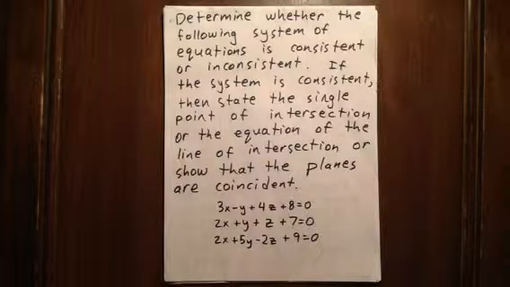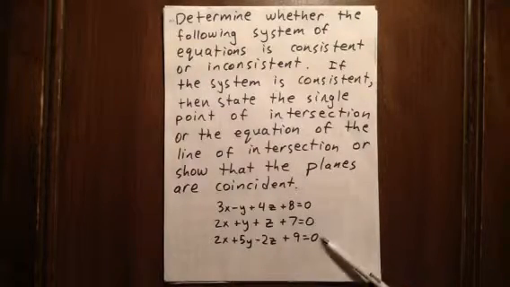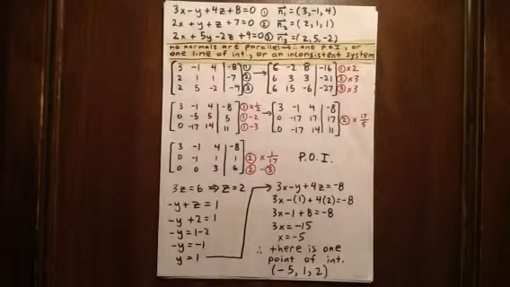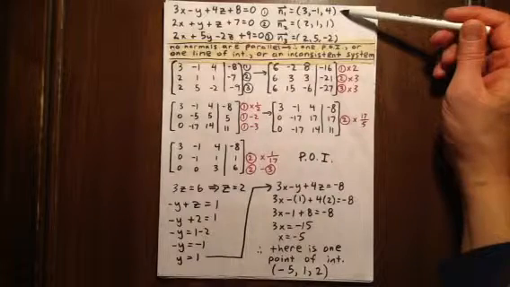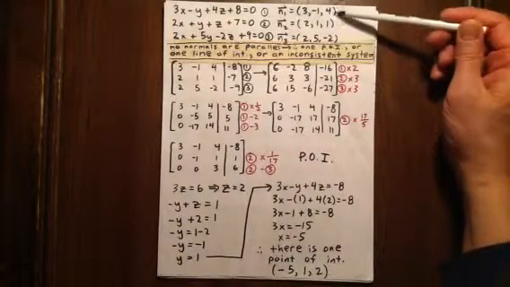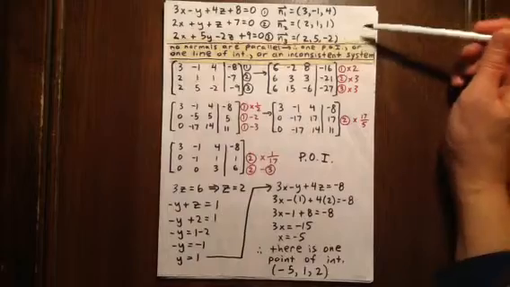In this question, we want to determine whether the following system of equations is consistent or inconsistent, and we've got three planes. Well, the first thing we do is check to see whether any of the planes are parallel, and we do that by checking the normals. It turns out none of these are parallel.